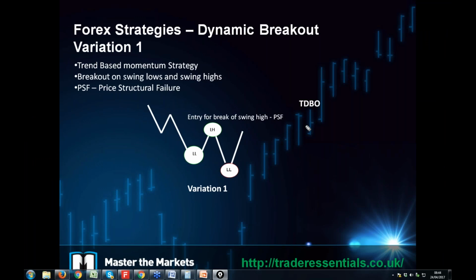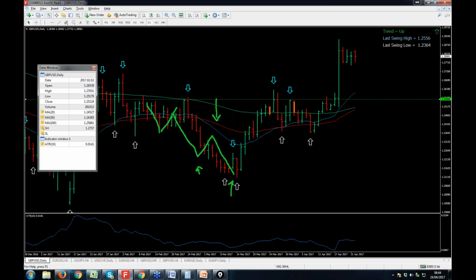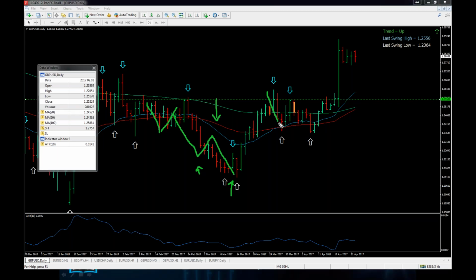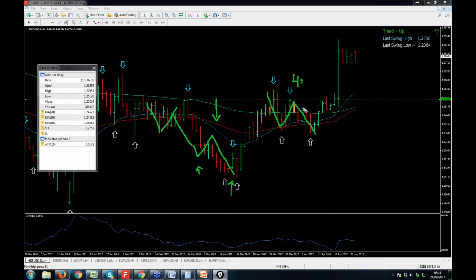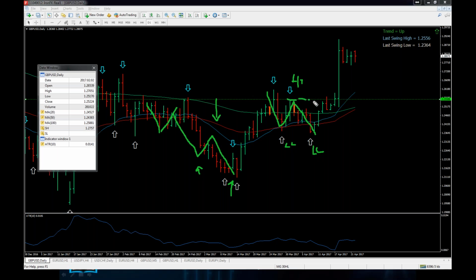Have a look at my diagram on the PowerPoint presentation, which is here. Everyone can see this downward trend, and you can see the lower high and the lower lows that were created just here. Now, if we replicate that onto this pound dollar chart, you can see the exact same thing has formed just here. Can everyone see that? That's the lower high just there. Here's your lower low. This is also a lower low. Punch a Y in. Let me know that you can see that the diagram correlates exactly with what I'm showing you on the PowerPoint. This is what we class as a dynamic breakout variation 1.